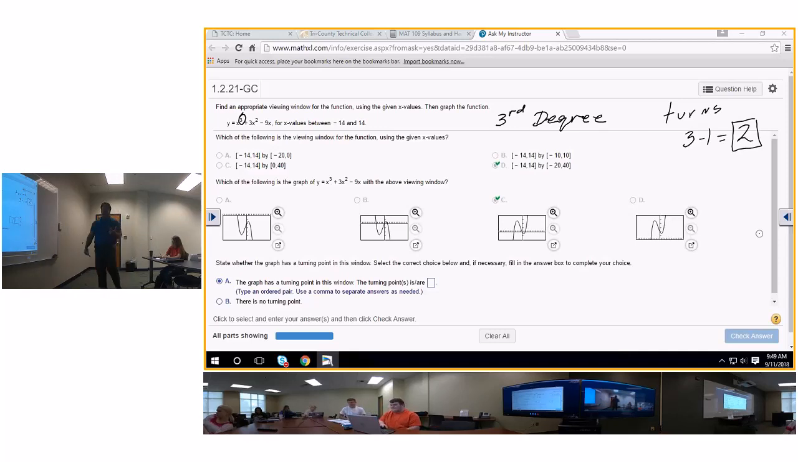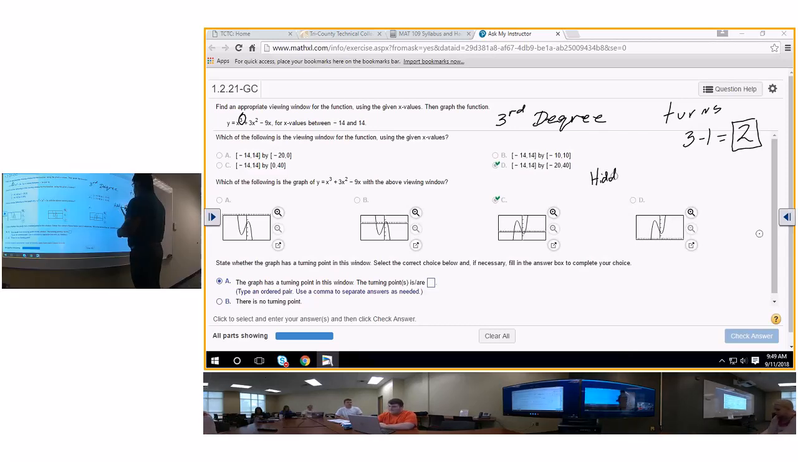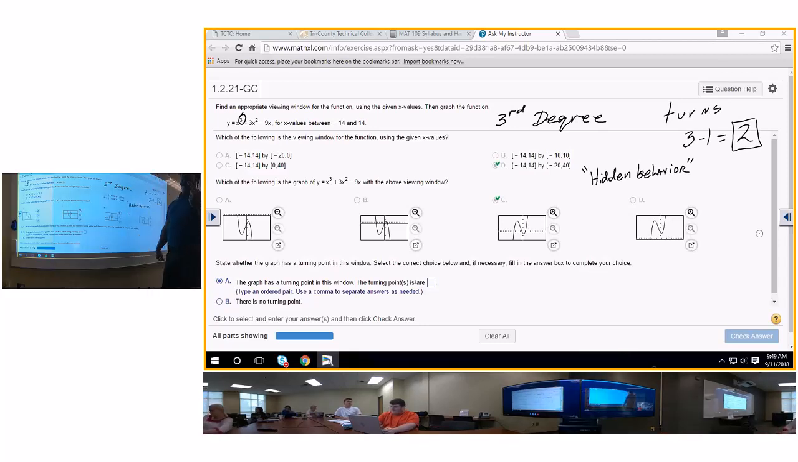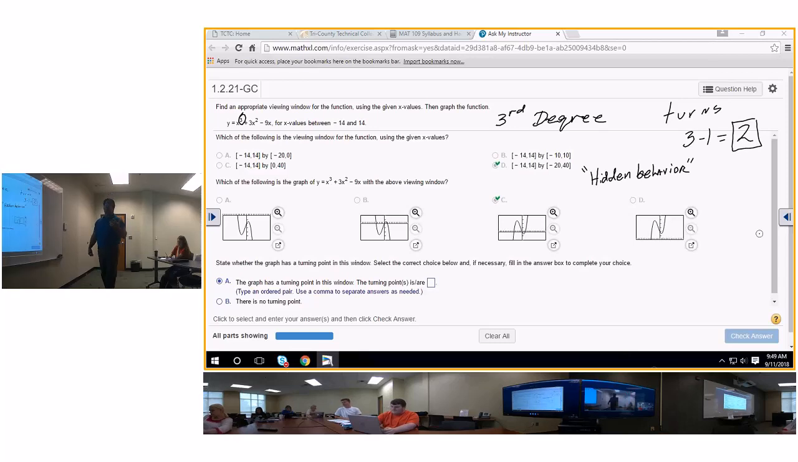Now, what's hidden behavior? Hidden behavior is something that you got to look for. So if you see that there are 2 turns and you pull up your graph and you only see 1 turn, then what does that mean? That means you've got to blow it up until you see those 2 turns. Because 2 turns usually means that there's a local min and a local what? Max. Means a hump going down and a hump going up.